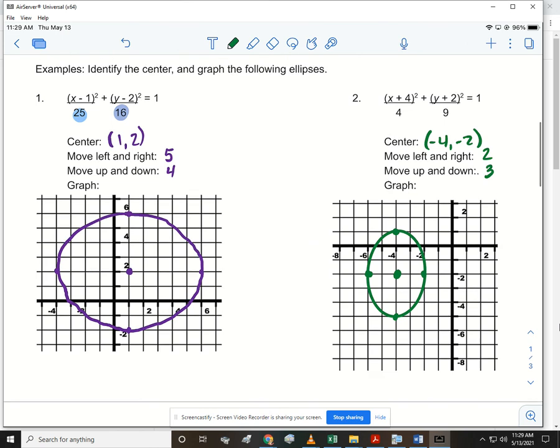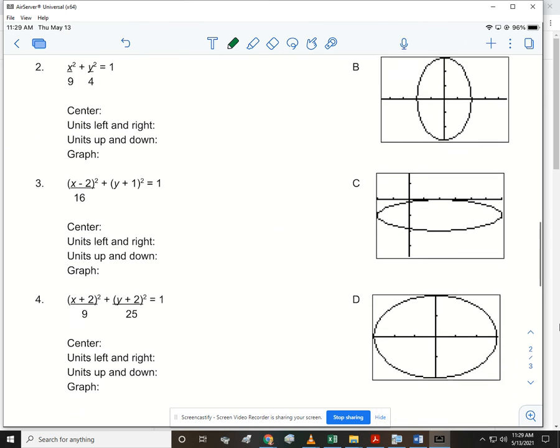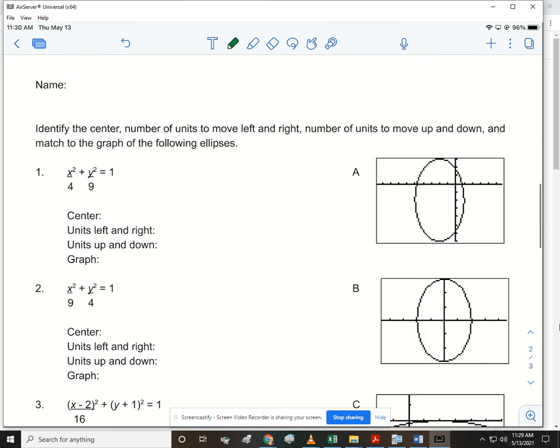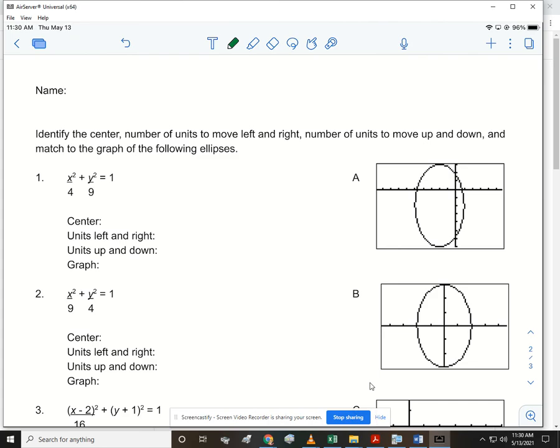Okay, so your assignment is to do that worksheet. So the same things, but instead of graphing, you're just going to match.